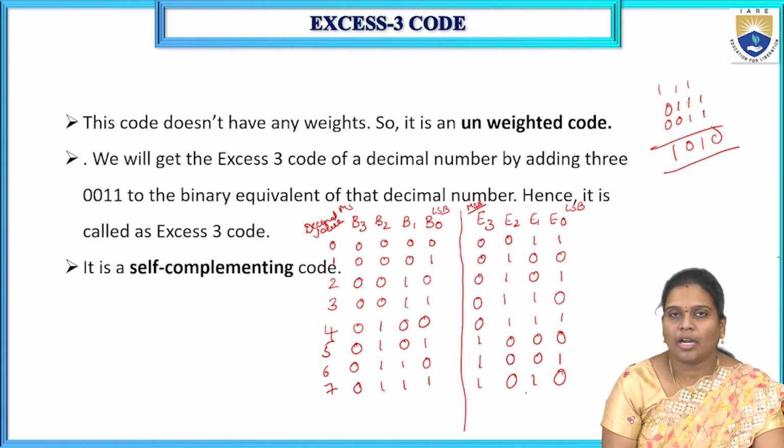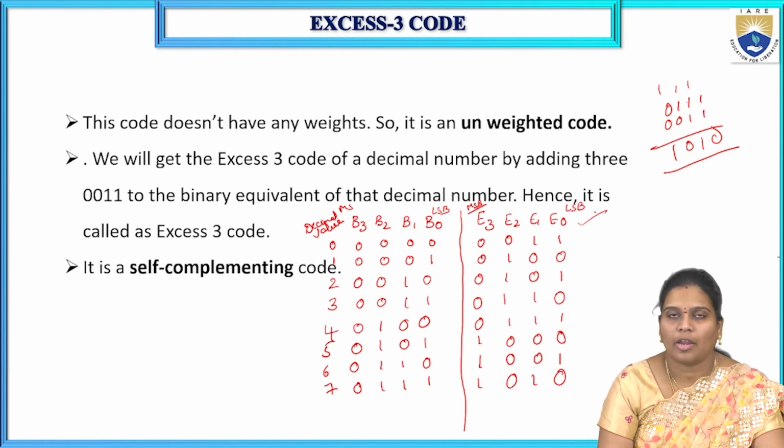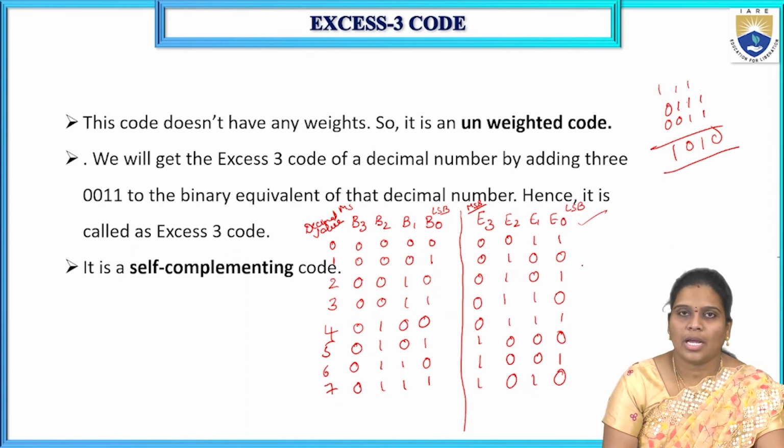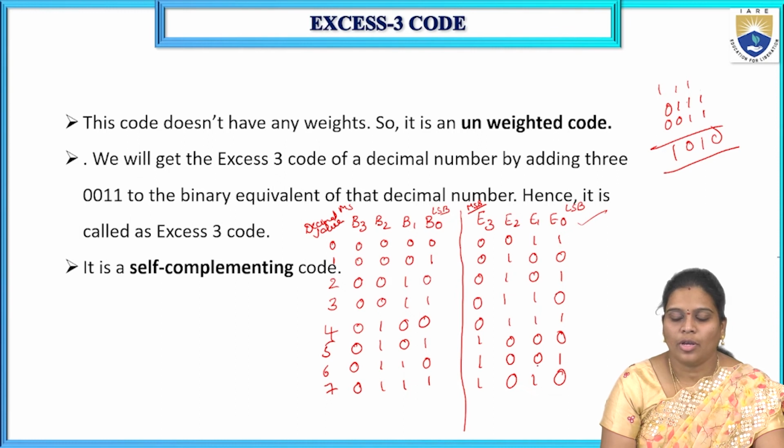Here it does not depend on the position of the weights, so XS3 code is an unweighted or non-weighted code. This is also a self-complementing code. First we write all the values from 0 to 15, then we apply the ones complement in this XS3 code. Then it satisfies the ones complement.